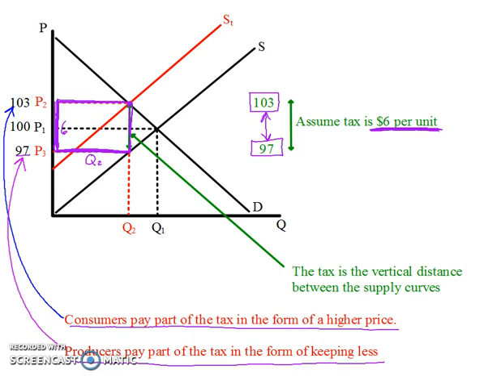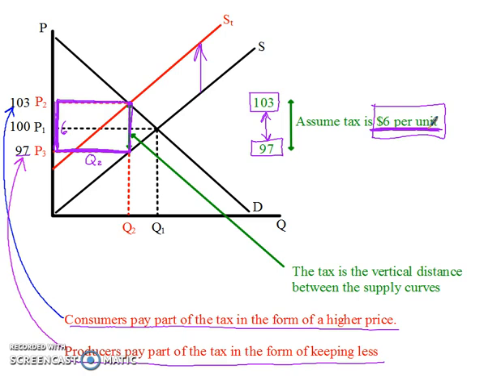On this podcast, we're going to continue to talk about the actual incidence. On a previous podcast, we talked about the statutory incidence that was shown by the shift in the supply curve. In this case, the statutory incidence was placed on the supplier. I know that because the supply curve shifted up by the amount of the tax. In this example, our tax per unit was $6 per unit.